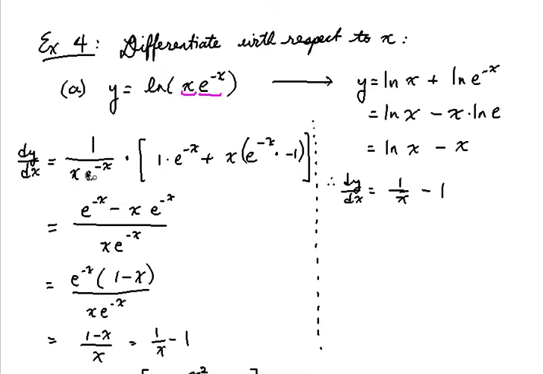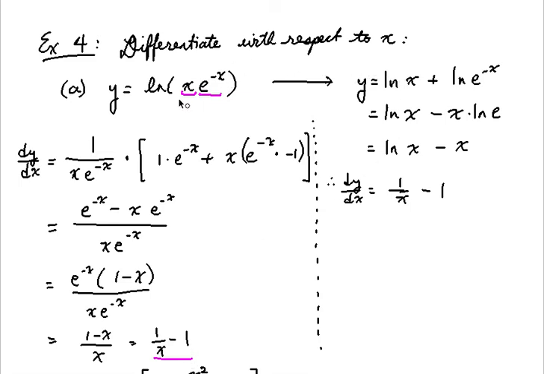This becomes 1 over x e to the minus x, because the inside stays the same, times the derivative of the inside, which is this whole thing. And so I end up with this function, and you can see that it gets kind of long. It gets up to here. There's a lot more room for error.